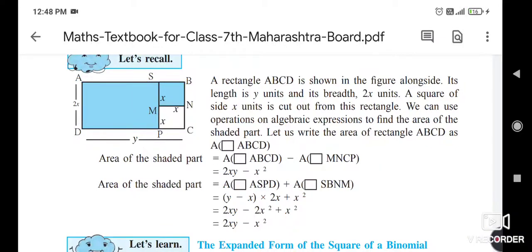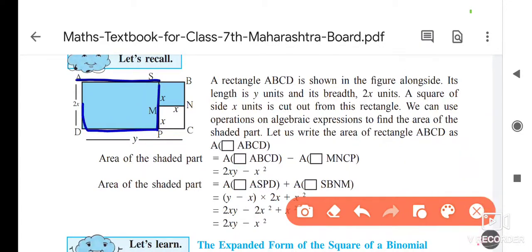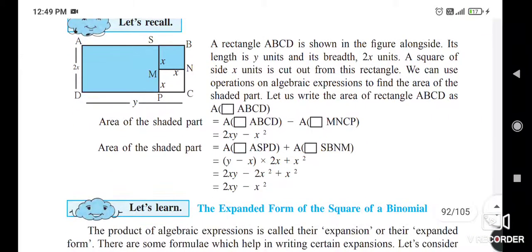The same thing we can use, find the area by using another method, just as I told you before. Area of this quadrilateral plus this square is equal to what? The area of the shaded portion. So area of ASPD plus area of SBNM. Okay, you can add, you will get the answer.